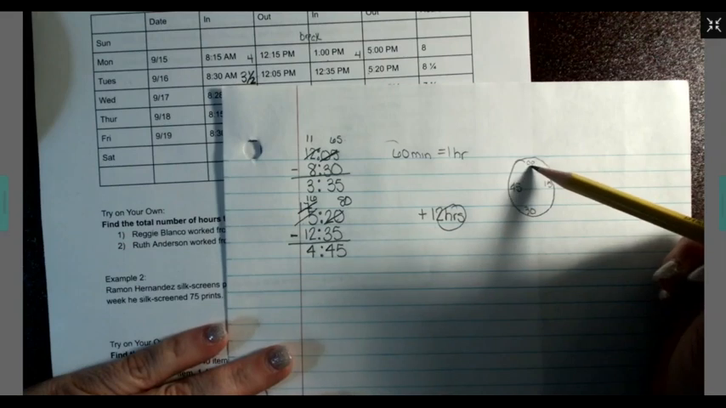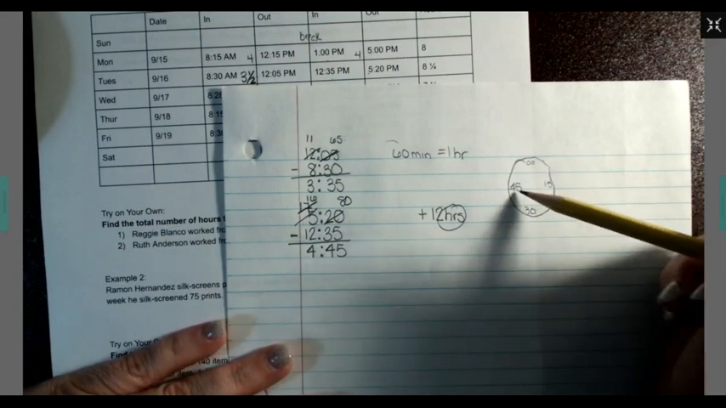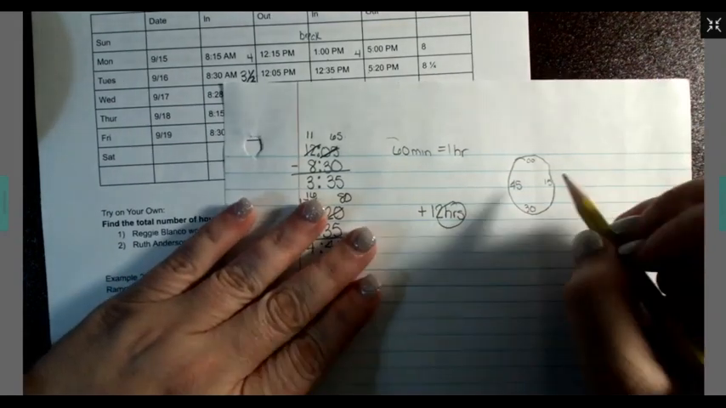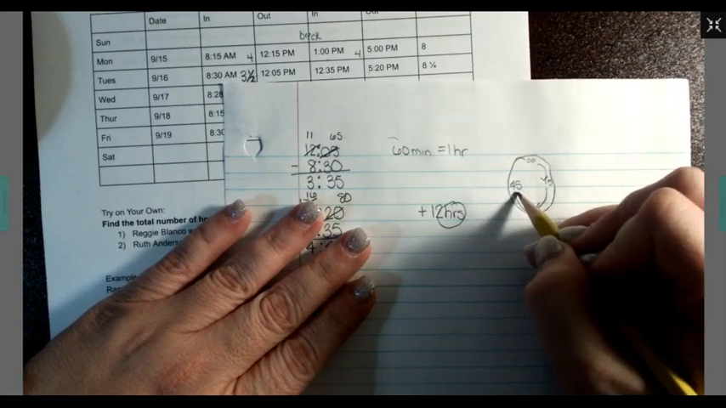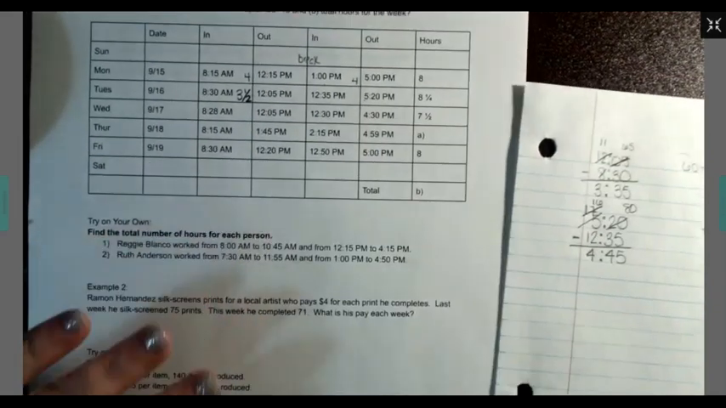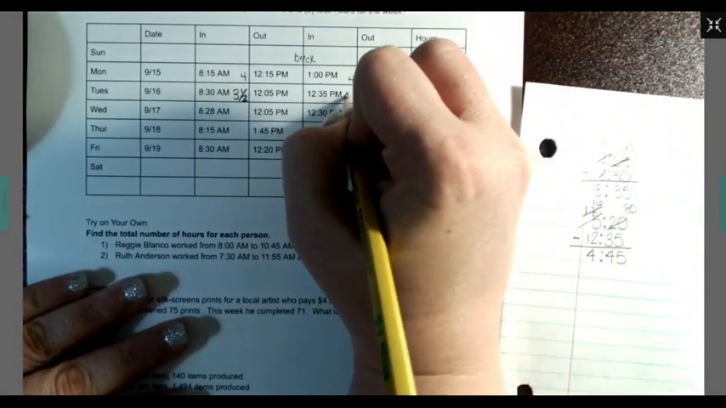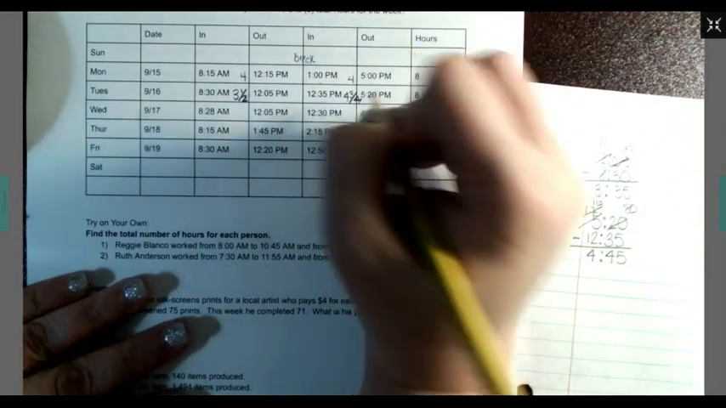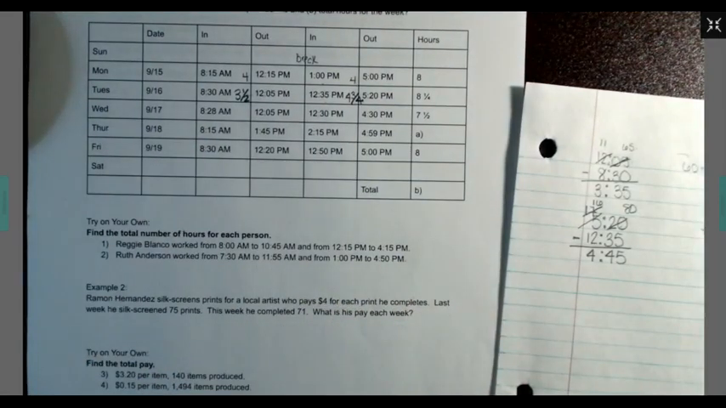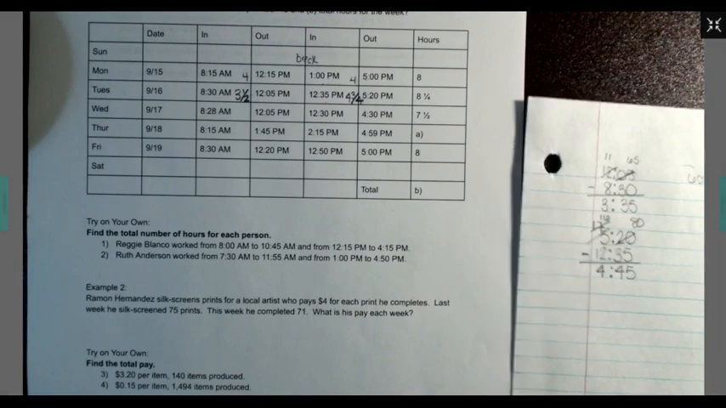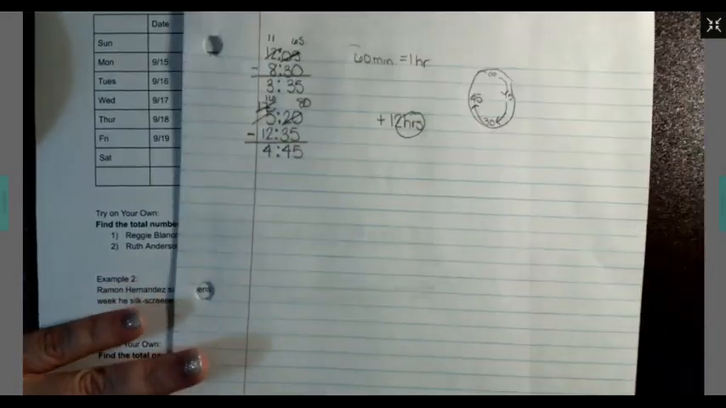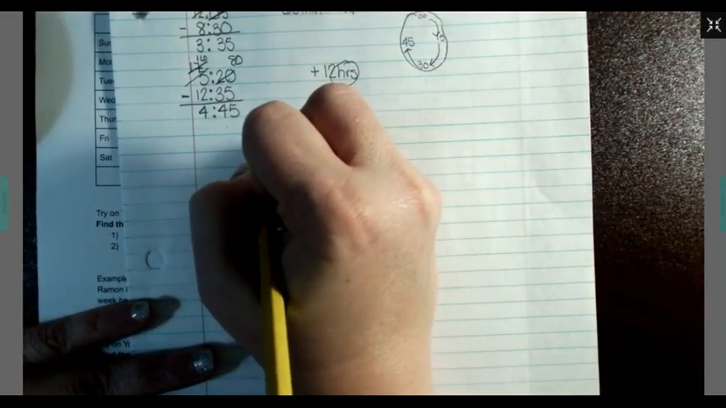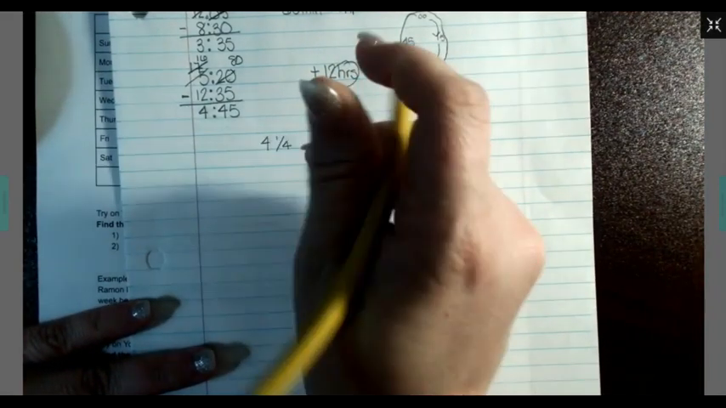Now, if I start here and I go to 45, how many quarters of time have passed? We've gone 1 quarter, 2 quarters, 3 quarters. So we would write this as 3/4. The next thing I'm going to do is add that together. I didn't have to round this time because 45 was already one of my quarter hours. So keep that in mind as well. So we have 4 1/4. Nope, sorry, 4 3/4.